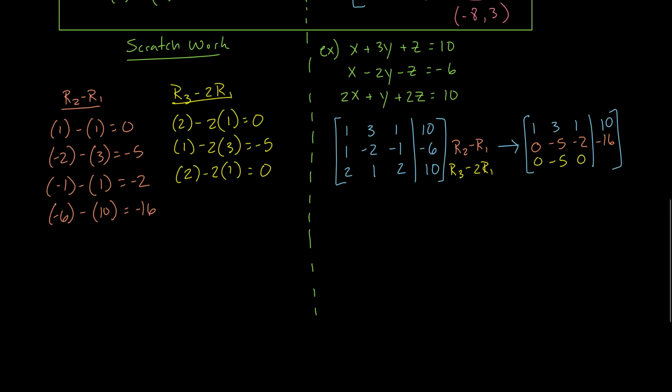Then the constant row 3 value is minus 10. Good. 2 times 10, sorry. 2 times 10, which gives us negative 10. Okay. Whew.